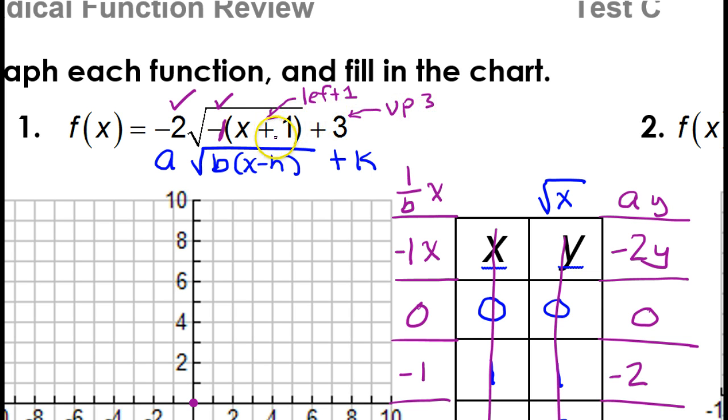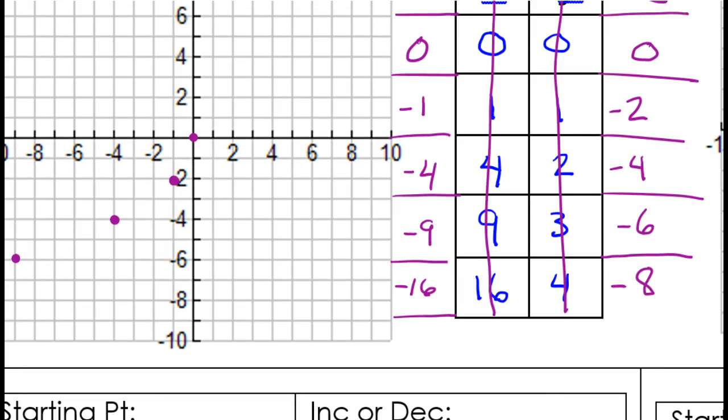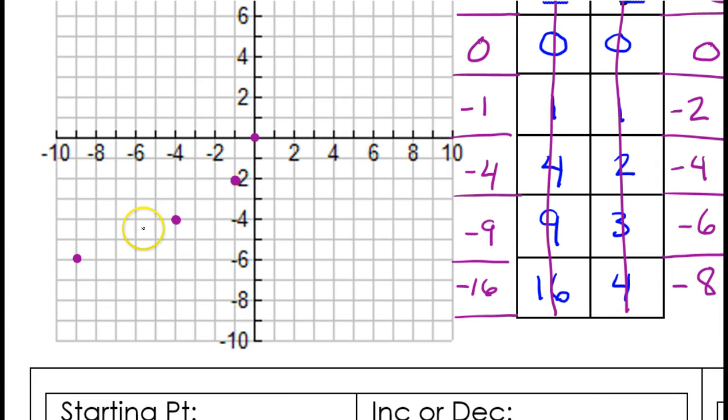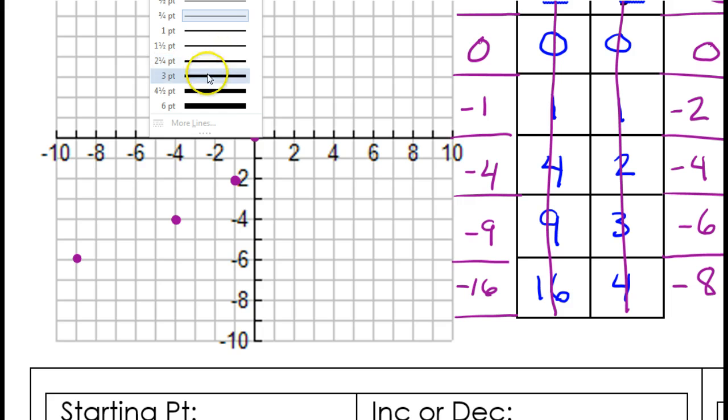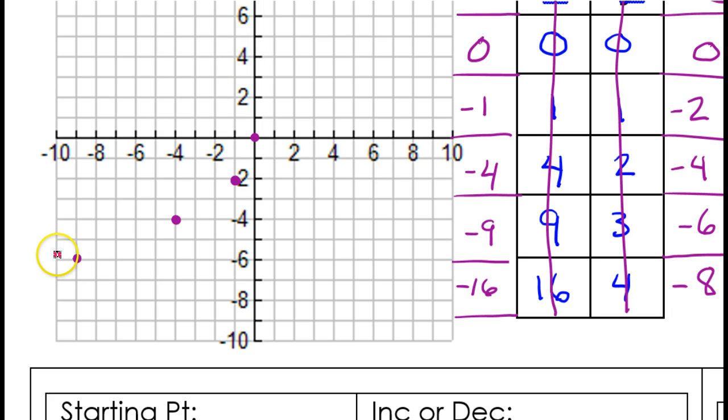So we've got left 1 and up 3. So that's what I'm going to do. I'm going to take each of these points and move them left 1 and up 3, and that will be my final answer. Okay, so left 1 and up 3. Left 1, up 3. Okay, so this is my final answer.